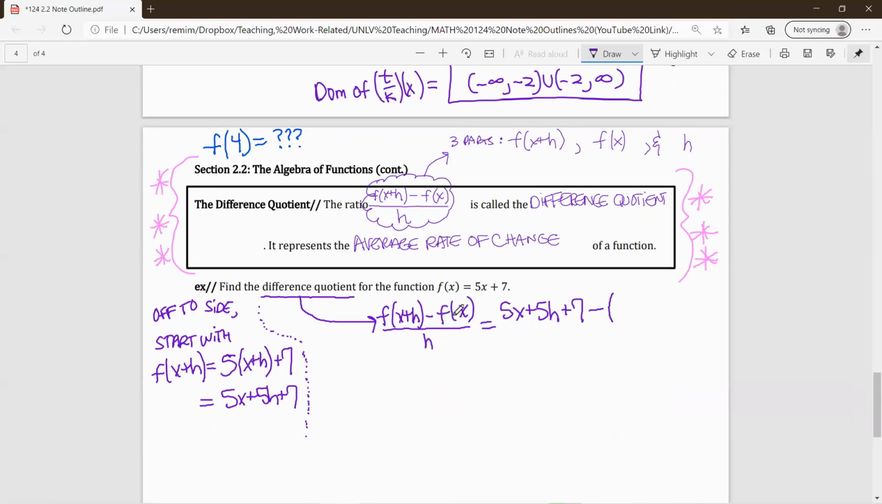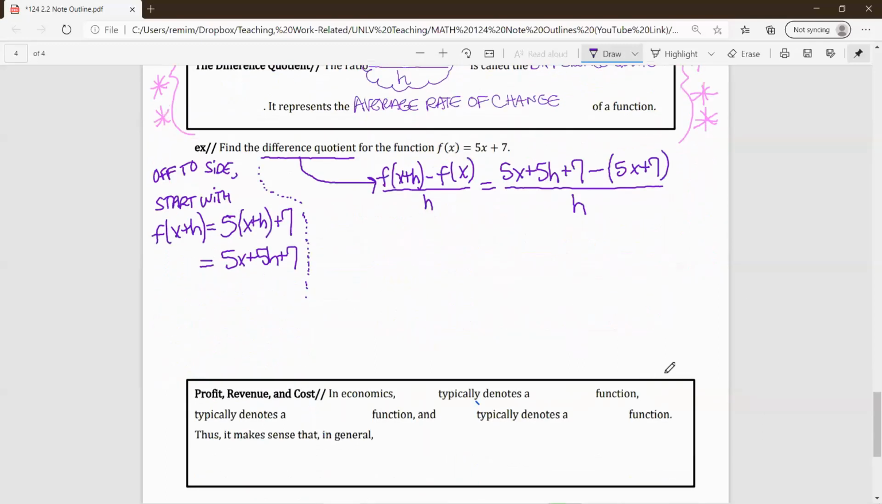What is f of x here? f of x is equal to 5x plus 7. So that's what I'm going to put inside these parentheses: 5x plus 7, and close it off, all over, and what's in the denominator? It says h. Okay, well, then I will write h down there. And that was really the hard part. The rest of it is now just simplifying.